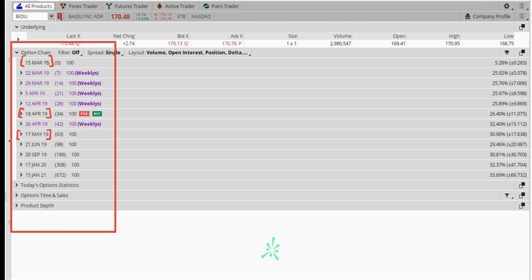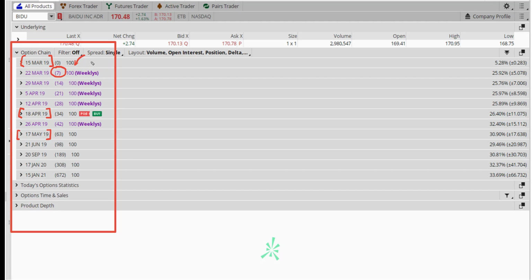Now, against each of these, in the parentheses, you will see some numbers like this. This is nothing but days to expiration. Today is 15th March, that is why it shows 0. 22nd March means there are 7 more days to expiration. 18th April has got 34 days to expiration. Next is the number 100. 100 indicates how many underlying shares are controlled by one contract of this option. Generally, you will see the number 100, but in some cases, the number may vary. Most of the time, it would be 100.